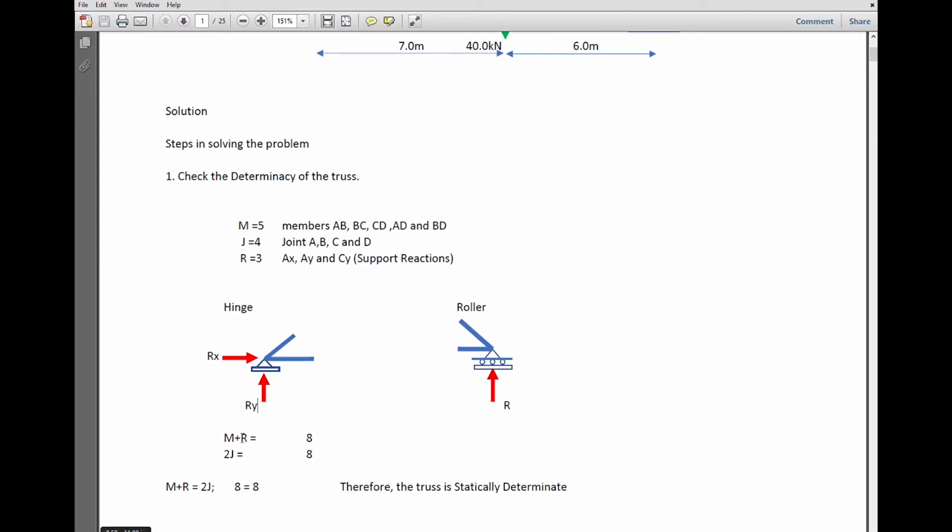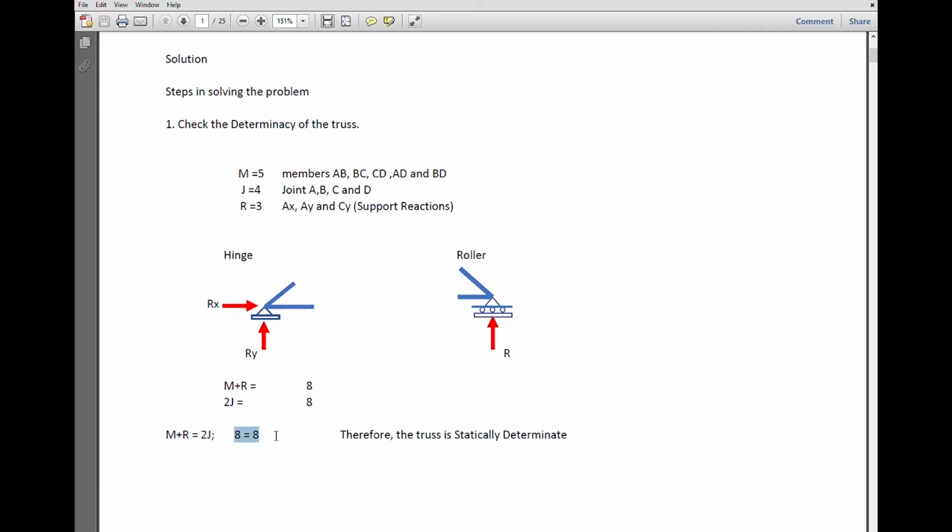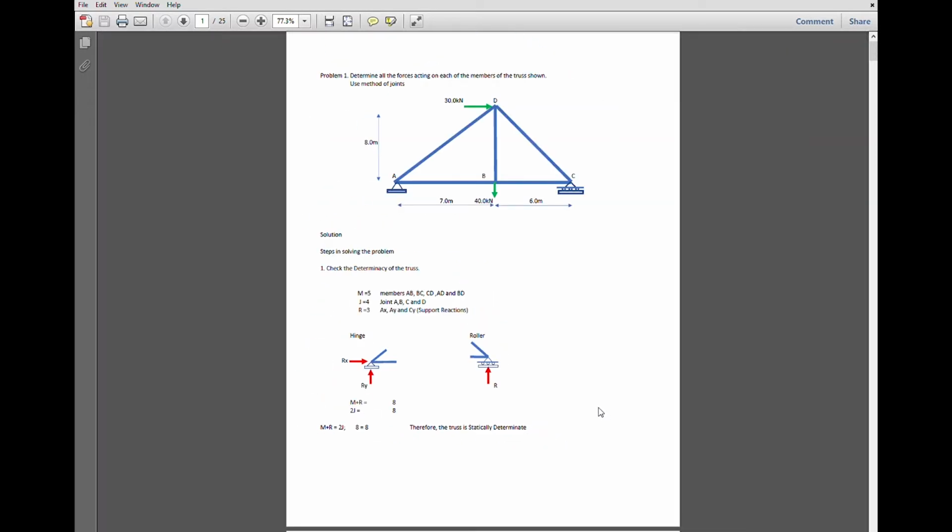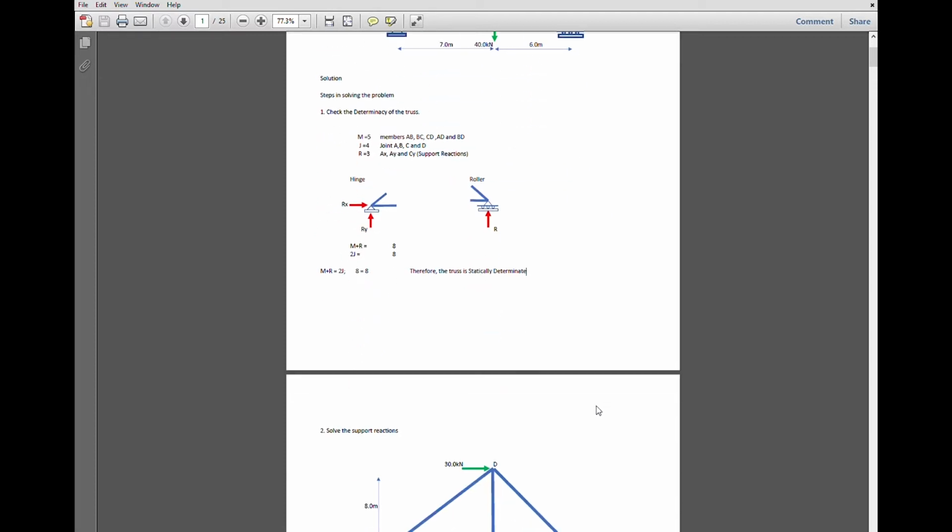Okay, so if you substitute the value of M and R to the equation, that is equal to 8, and twice of J, that is J is equal to 4, that is also equal to 8. So therefore, we have 8 is equal to 8. The truss is statically determinate and externally stable. So we can now proceed to calculate the member force acting on each of the members of this truss.